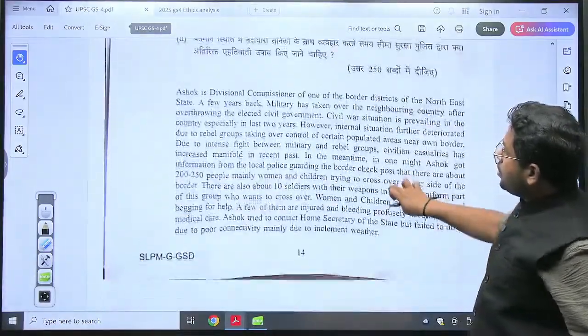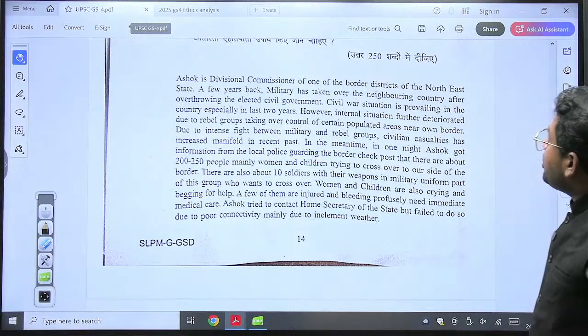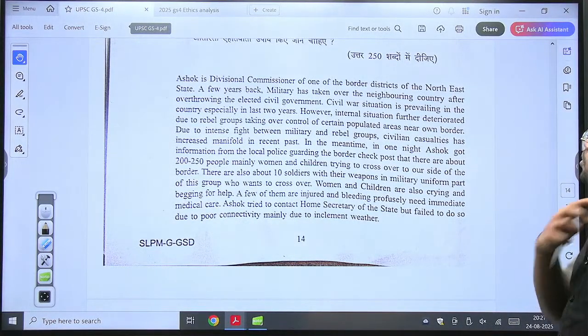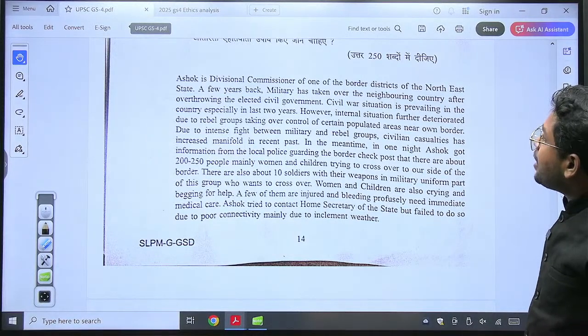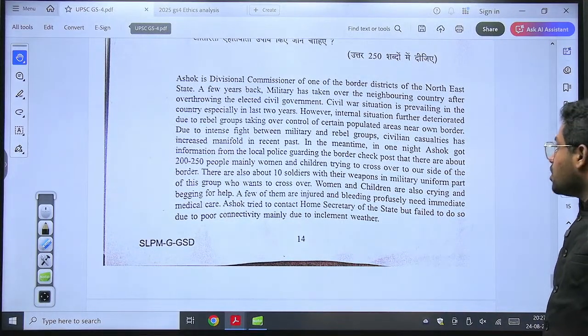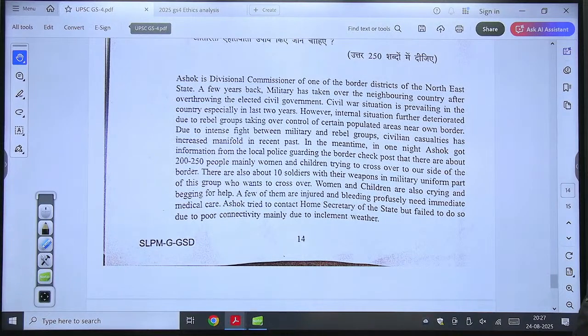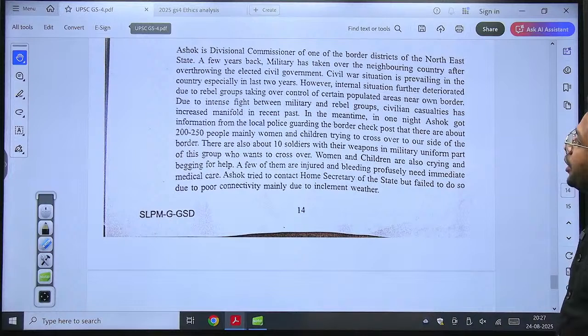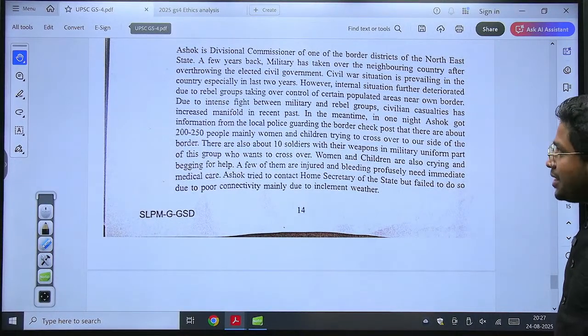Yes. So Ashok is a divisional commissioner, border districts of Northeast. A few years back, military has taken over the neighboring country after overthrowing the elected civil government. Civil war situation is prevailing in the country since last 2 years. Internal situation further deteriorated due to rebel groups taking over control of certain populated areas near own border. Due to intense fight between military and rebel groups, civilian casualties increased.